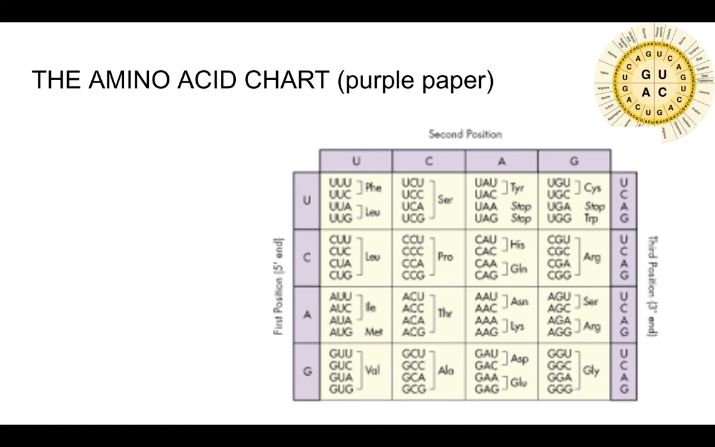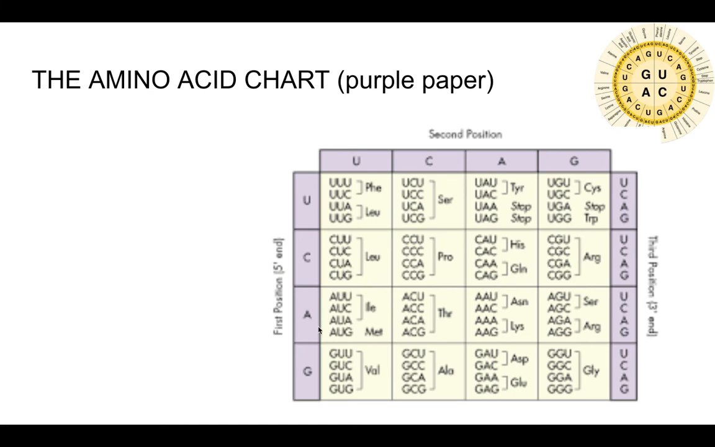But every single time, the AUG codon on any one of these charts is going to code for the exact same amino acid. The AAU codon on any one of these charts is going to code for the exact same amino acid. So let's talk about how you read this chart. Let's use the one that's on the front for a second. So we know that codons come in 3 letters.